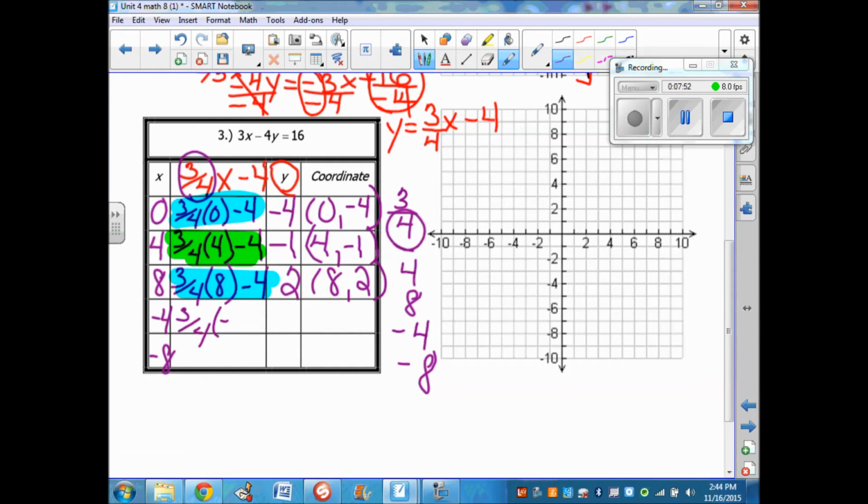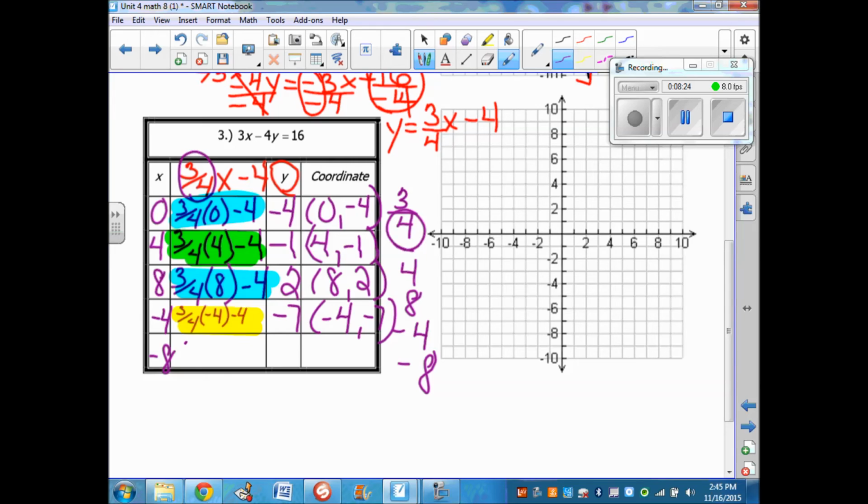3/4 times -4 minus 4. Let me kind of squeeze that a little bit so it stays neat. There we go. So again, enter that into your calculator, just as you see it, to get your integer. And that's going to give you -7. So my point is -4, -7.